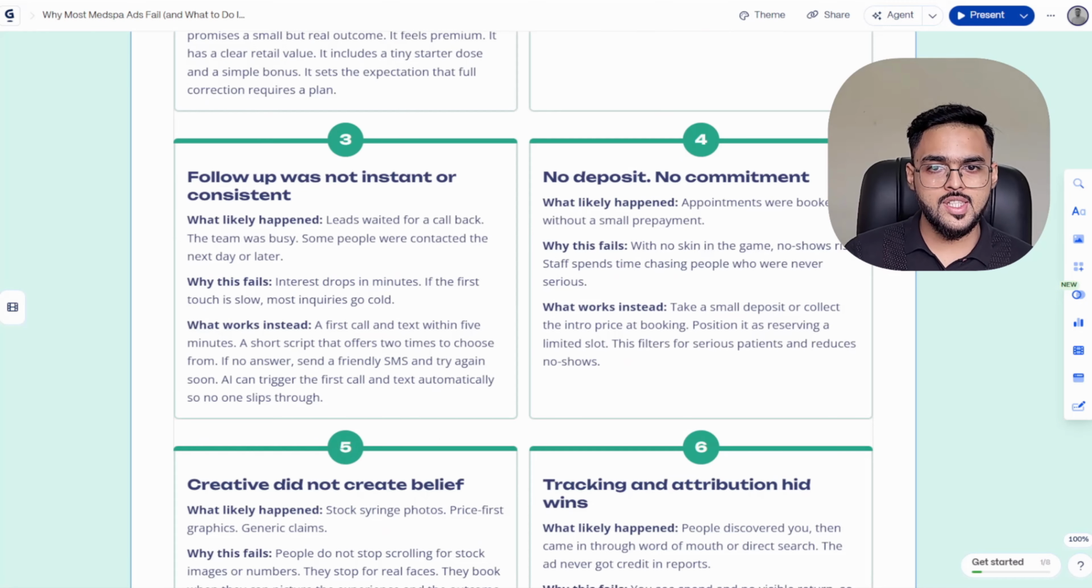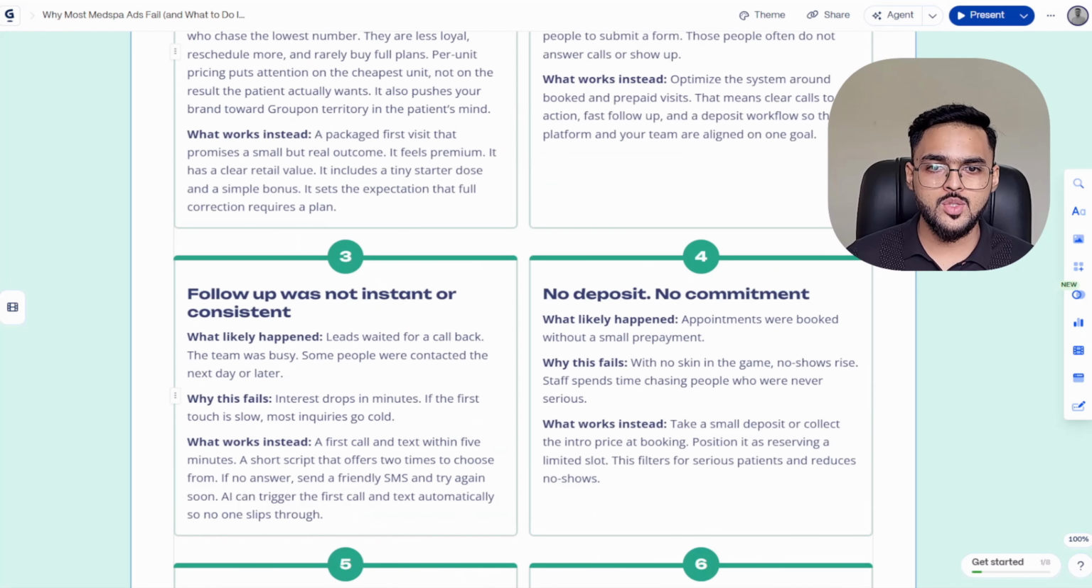The third reason most campaigns fail is slow follow up. So here's what usually happens: a lead fills out a form, but your team is busy. Maybe someone on your team calls them the next day, maybe later that week.